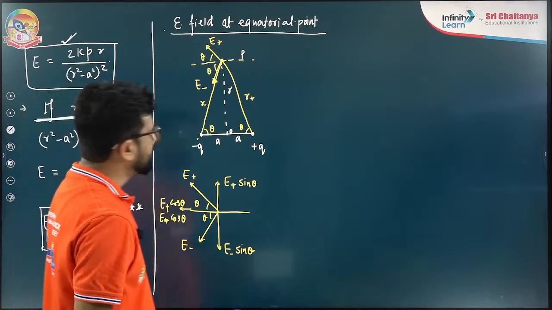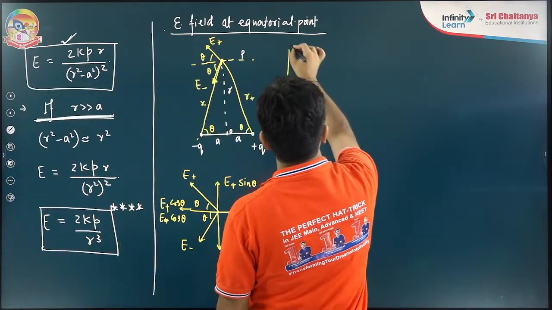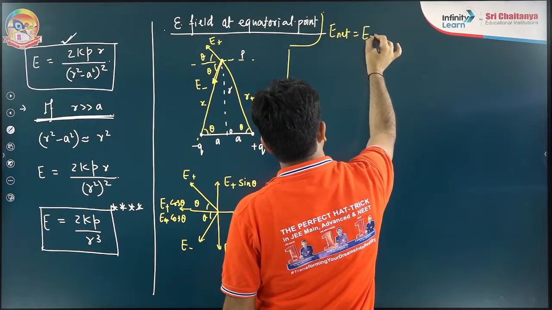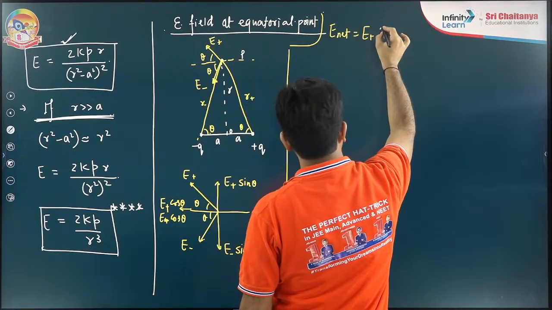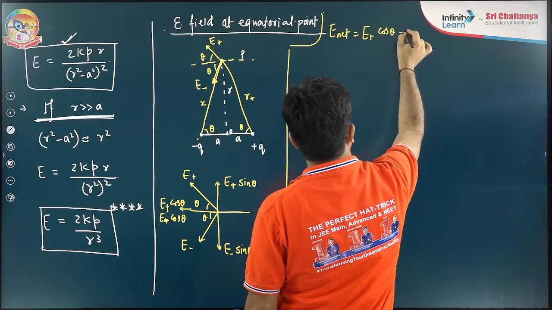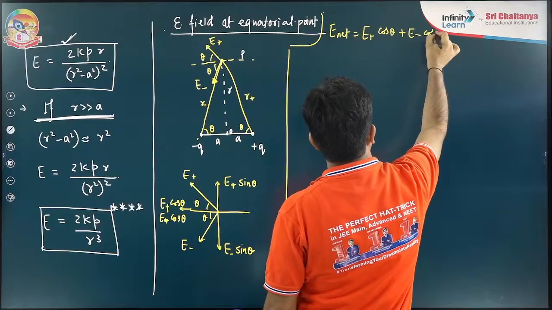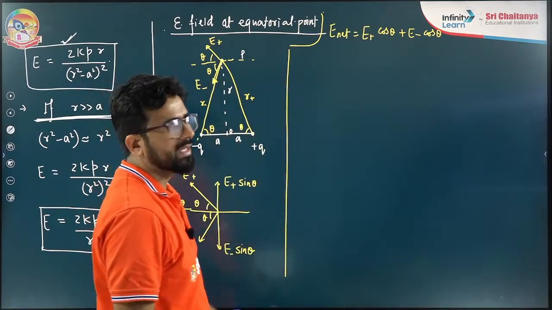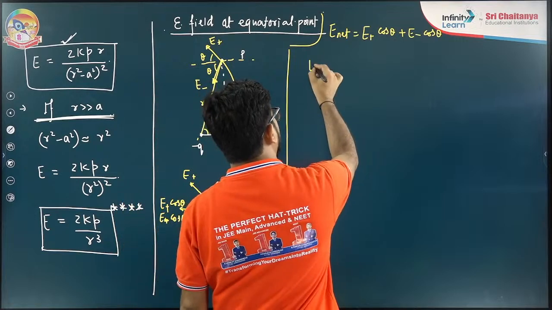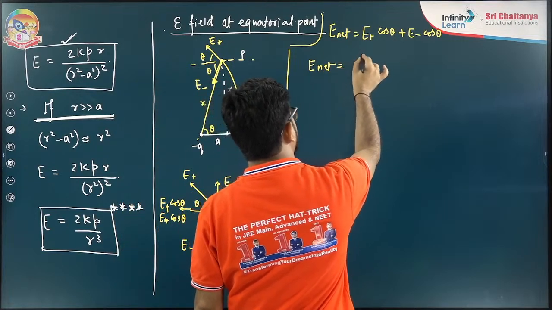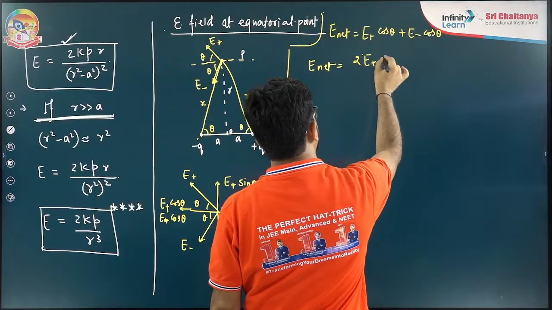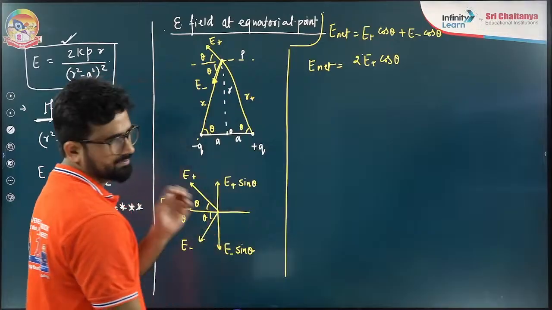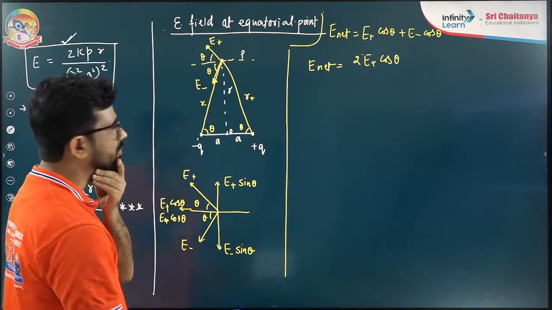Directly you have to add. So what is the net field? The net field is equal to E positive cos theta plus E negative cos theta. Both numerical values are the same, so in one line you can say E net is equal to 2 times E positive cos theta. That means you have to calculate only one thing, E positive. If you know that, you can solve it.